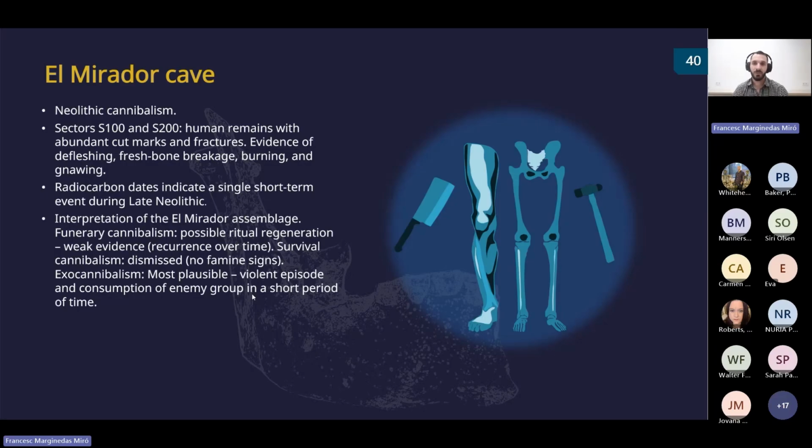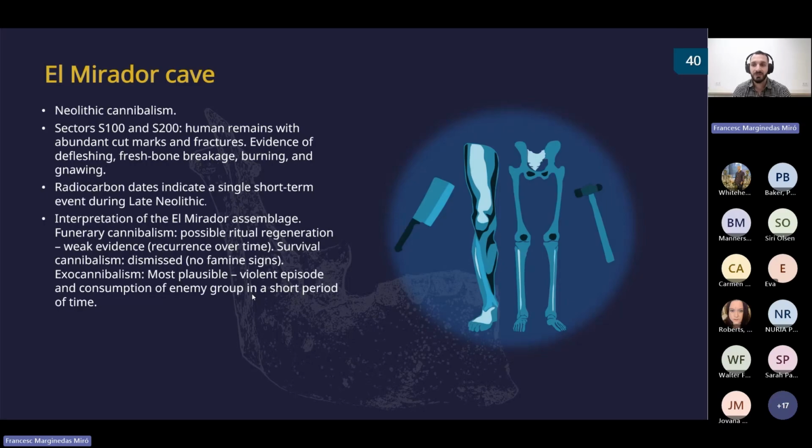Contextualizing these remains is quite complex, but we can discard, or at least we can propose the elimination of some contexts. So first, the lack of recurrence of cannibalistic behavior would allow us to rule out that this was a funerary practice established within the cultural tradition of this group. As if it was the case, we should see cannibalism more present through the levels and visible also through the datings. Also, there's no evidence of famine or starvation in the whole record.